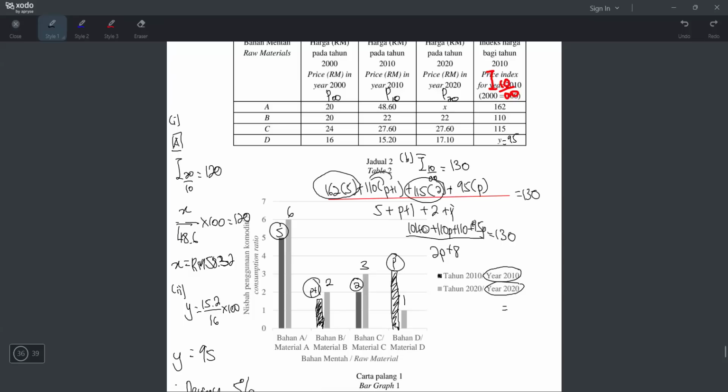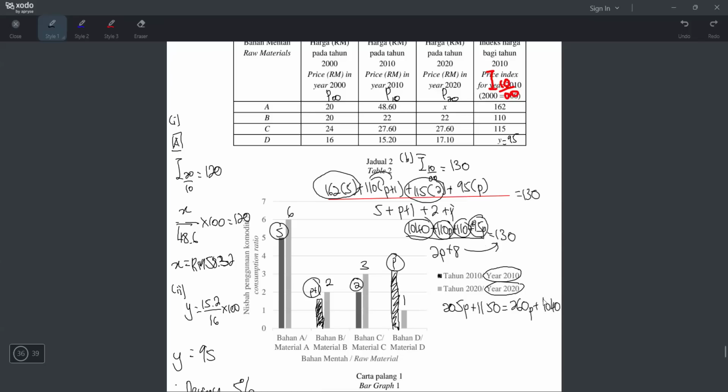Later I hantar. Okay, kita buat ni dulu. P dengan P boleh buat 110P plus 95P. What you get? 205P. Okay, 205P. And then number dengan number boleh buat 1040 plus 110. So you get 1150. Okay. And then 130 times 2P plus 8. 260P plus 130 times 8. 1040.